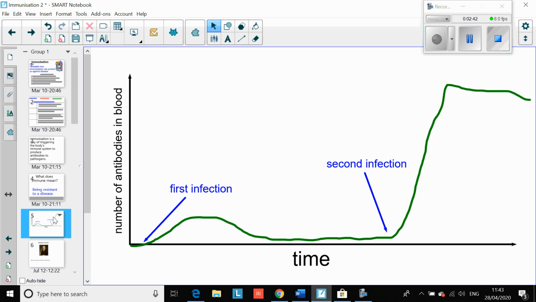So what I need you to do is, can everyone please pause the video and draw this graph into your book, and then we're going to explain it. So you've got number of antibodies in your blood and time along the bottom. You've then got a graph that shows this line and then a first and second infection. And please leave some space because you're going to need to add a few little extra notes to this as well. Okay, so pause the video and do that now, please.